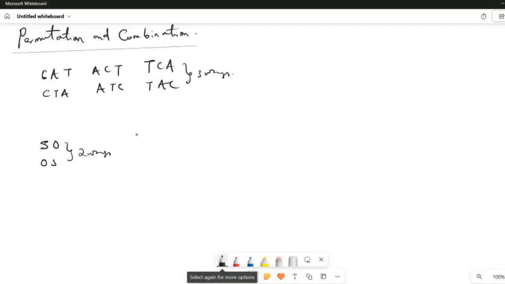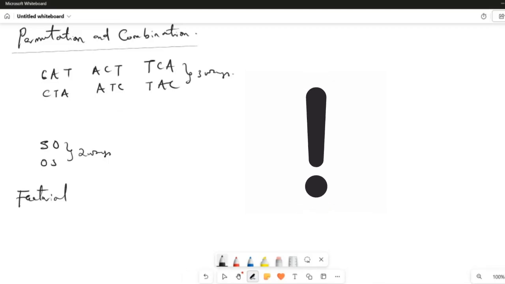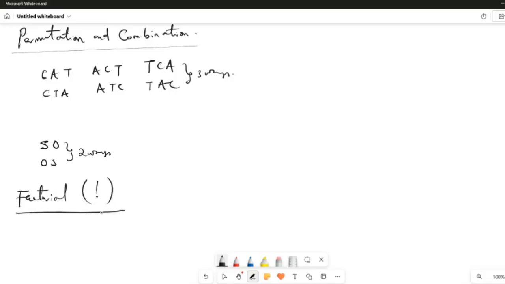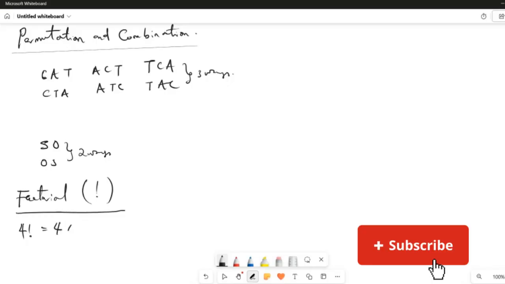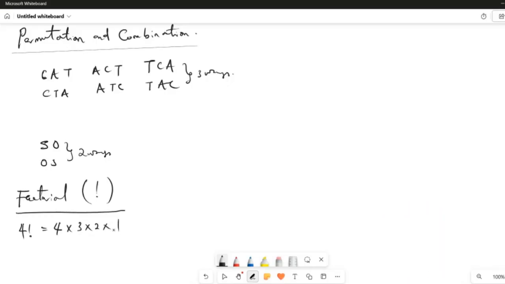Before I go into permutation deeply, another concept that you need to understand is the concept of factorial. The symbol of factorial is this exclamation symbol. Do you get? The factorial of a number is the multiplication of all the natural numbers until that number. So if I'm looking for 4 factorial, I'm going to multiply all the natural numbers until 4. That's 4 times 3 times 2 times 1. So that's 1, 2, 3, and 4. You multiply all the natural numbers until that number.